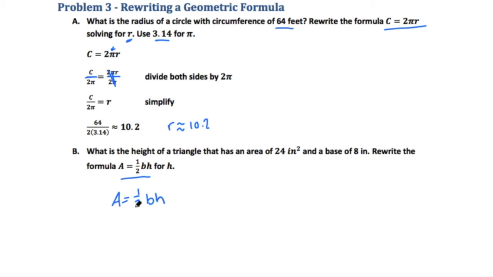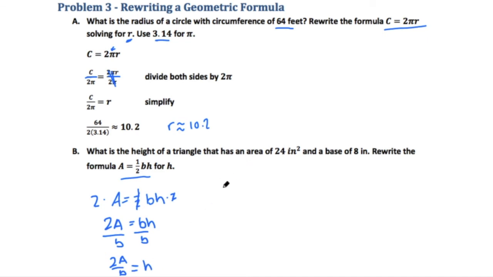Alright, so let's go ahead, and even though you could divide both sides by 1/2 b, I'm going to multiply by 2 just so it's clear and I don't end up with a fraction within a fraction. The 2 and the 1/2 will cancel. I have 2a on the other side is equal to bh, and I'm going to divide both sides by b. So here I have 2a over b is equal to h.